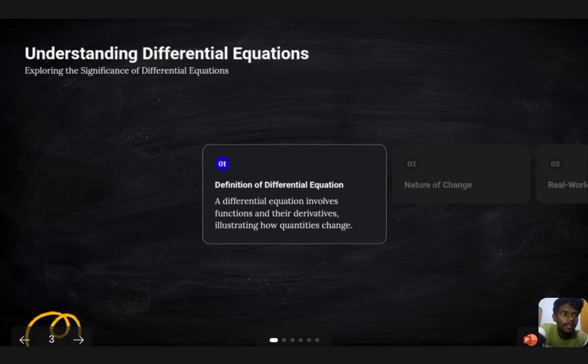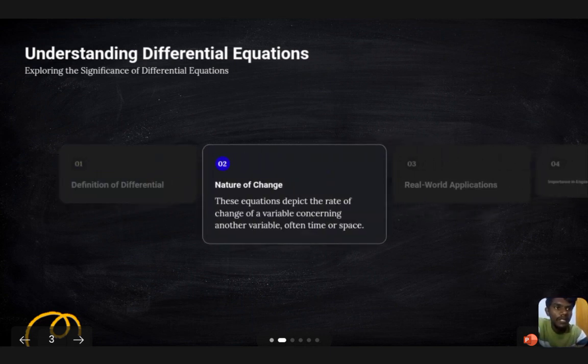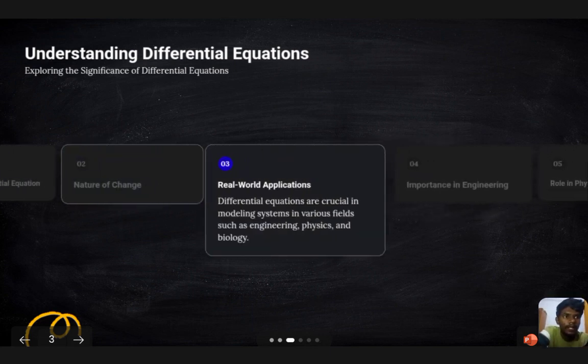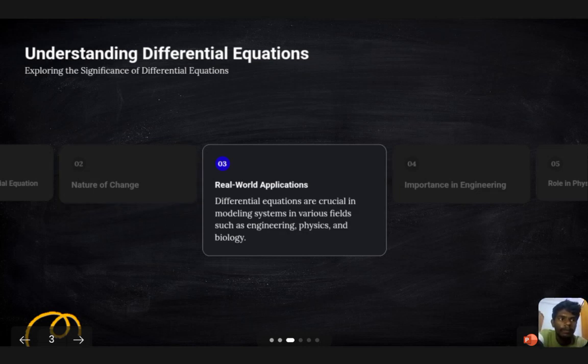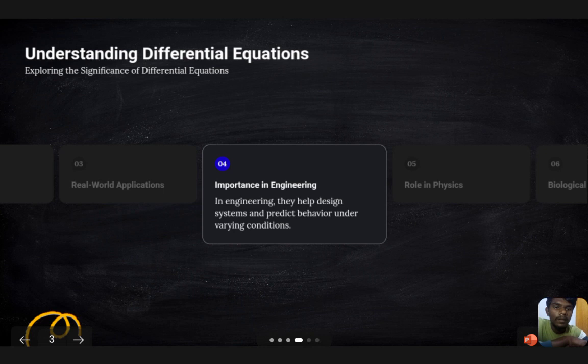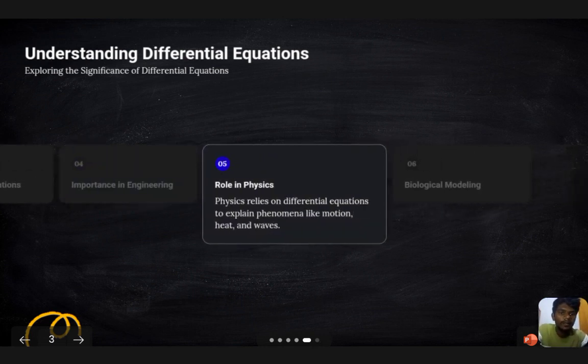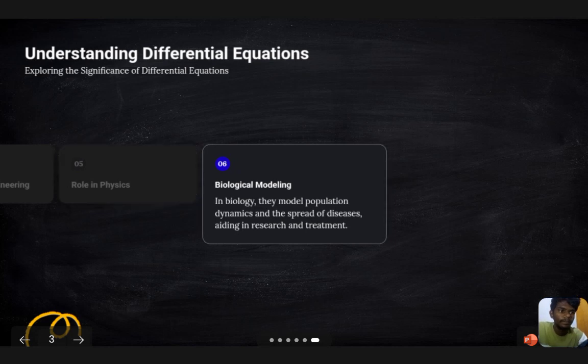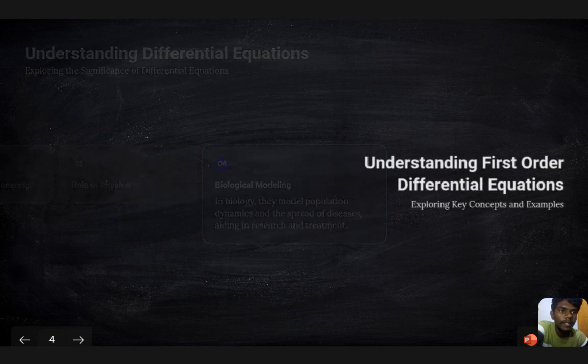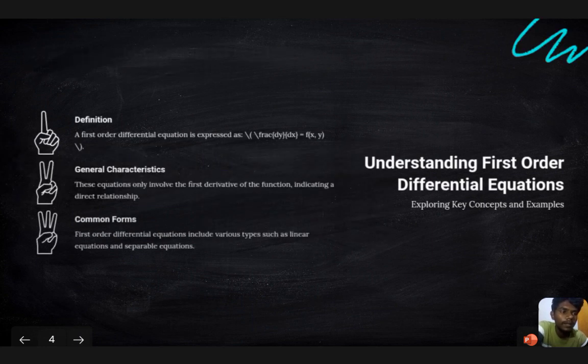As we saw the applications of differential equations, now we'll know the definition. A differential equation is an equation which involves functions and derivatives, illustrating how quantities change. Same as well the nature of change, real world examples, the importance in engineering, and the role of differential equations in physics and biological modeling. And now quickly go into the fourth slide, which is about the definition, general characteristics, and the common forms.